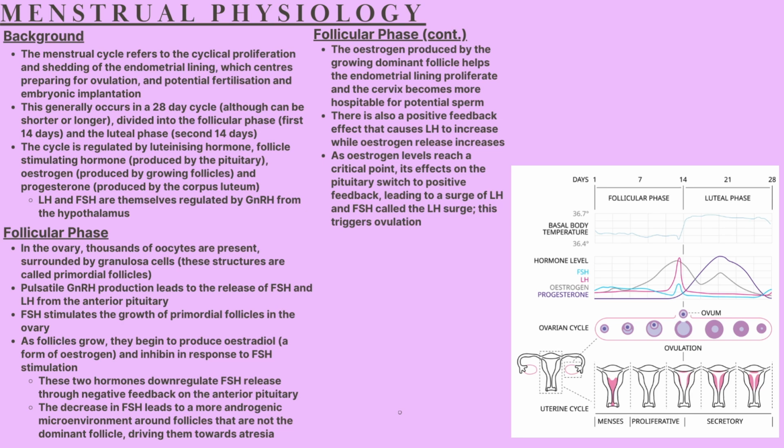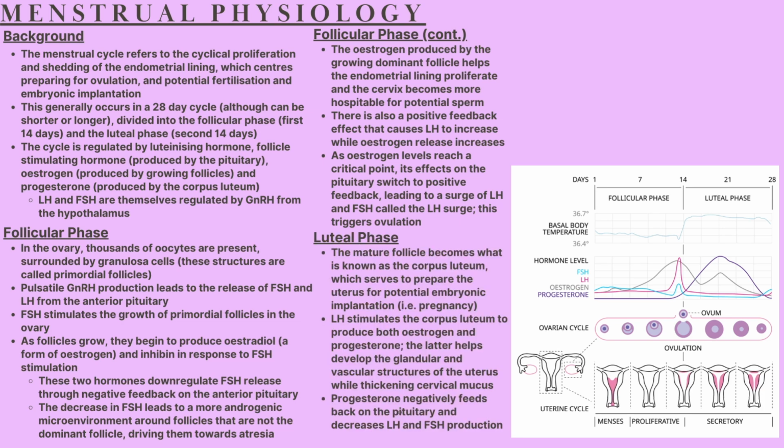The decrease in FSH leads to a more androgenic microenvironment around follicles that are not the dominant follicle, driving them towards atresia. The estrogen produced by the growing dominant follicle helps the endometrial lining proliferate, and the cervix becomes more hospitable for potential sperm. There is also a positive feedback effect that causes LH to increase while estrogen release increases. As estrogen levels reach a critical point, its effects on the pituitary switch to positive feedback, leading to a surge of LH and FSH called the LH surge. This triggers ovulation.